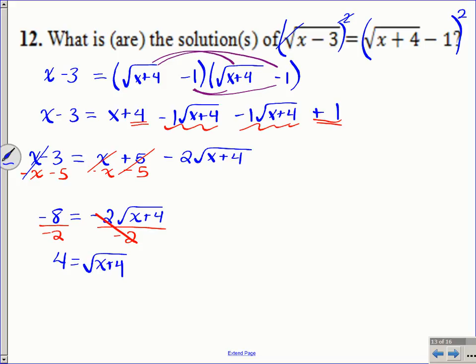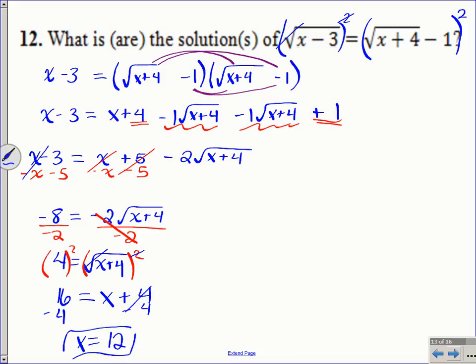So I've got to get that x out from under the radical. Best way to get rid of that radical, square it. Square one side, you've got to square the other. So you get 16 equals, square root and square cancel each other out, so x plus 4. Subtract 4. X is 12. And the beautiful thing about this problem is that you only got one solution, which means you do not have to check for an extraneous solution.